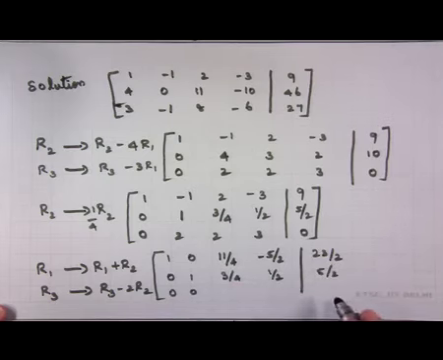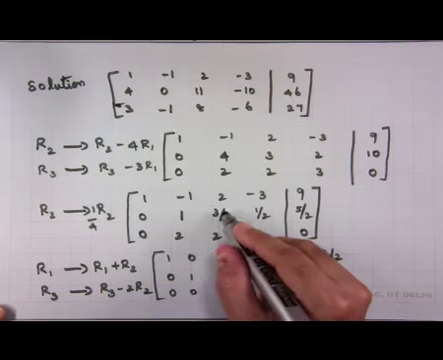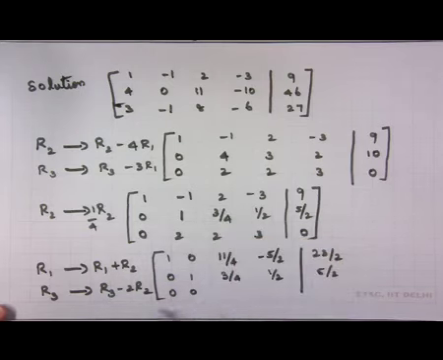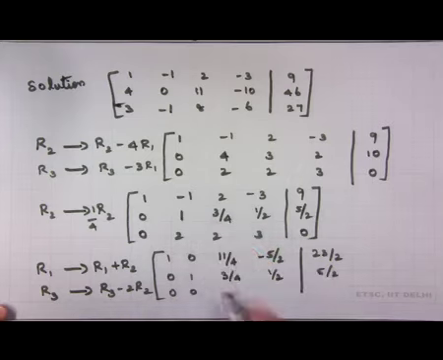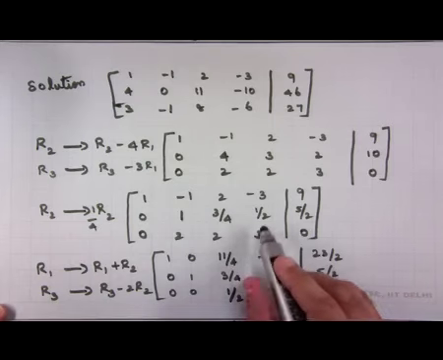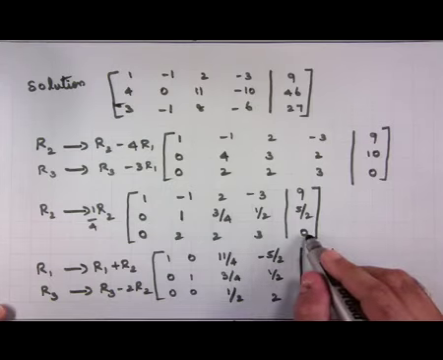Last row, R3 minus 2 times R2. So, 2 minus 2 times 3 by 4, which will give me 2 minus 3 by 2, which will just lead to half. 3 minus 2 times half, which is 3 minus 1, which will give me 2. 0 minus 2 times 5 by 2, which will give me minus 5.